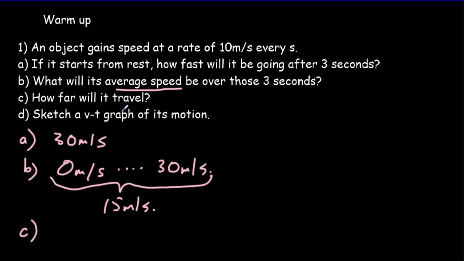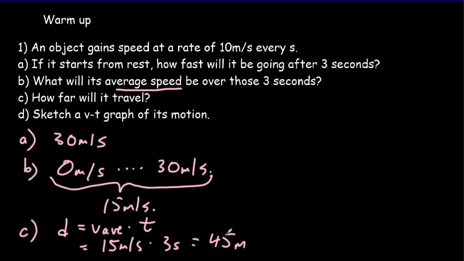Part C, how far will it travel? Well, how far it travels will equal that average speed times the amount of time it traveled. So that would be 15 meters per second average speed for 3 seconds, giving you a grand total distance of 45 meters. Part D, a VT graph.